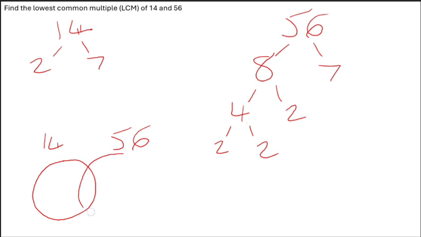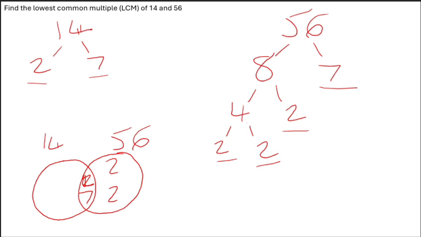One circle, overlapping circle. Let's have a look what we've got the same. We've got a 2, there we go, eventually. And also a 7. So we're going to put 2 and 7 in our overlapping one. I haven't got any more for 14, so that side's going to stay blank. For 56 though, I've got 2 lots of 2, so I'm going to write 2 and 2 again.